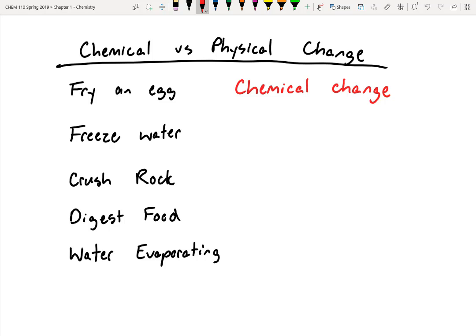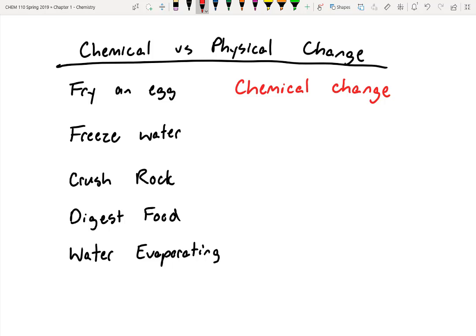All right, next. Is it safe to say that always, if you can't undo it, it's chemical? Yeah, we'll take a look at another example here in a second that's a bit more abstract, but hopefully it'll make sense. So let's think about freezing water. Is that a chemical or physical change?